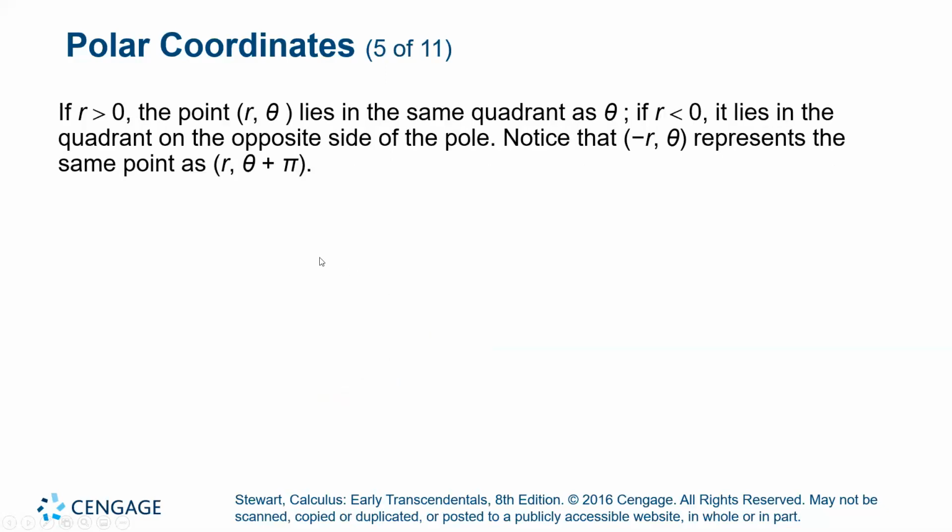So to recap that, if r is positive, then the point r, theta lies in the same quadrant as theta. Remember, quadrants 1, 2, 3, and 4 go around the coordinate system in a counterclockwise direction. If r is negative, it's going to lie in the opposite quadrant of where it would have lain if r was positive. So as a reminder from the previous picture, what you see here, negative r, theta is the same as the point r, theta plus pi.